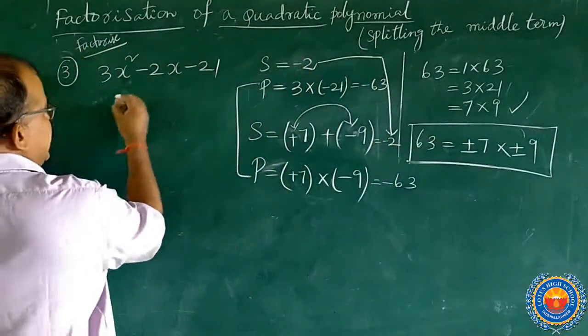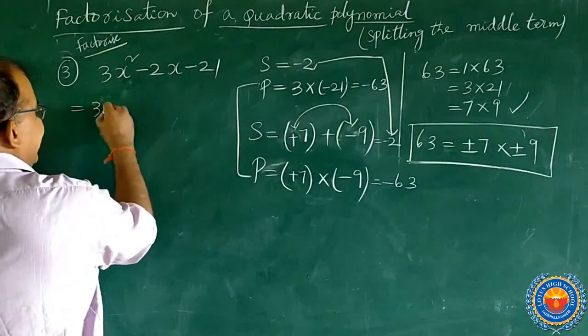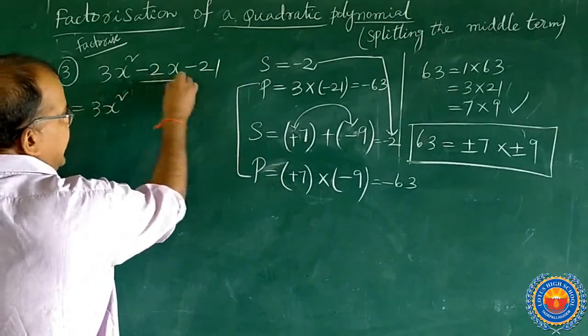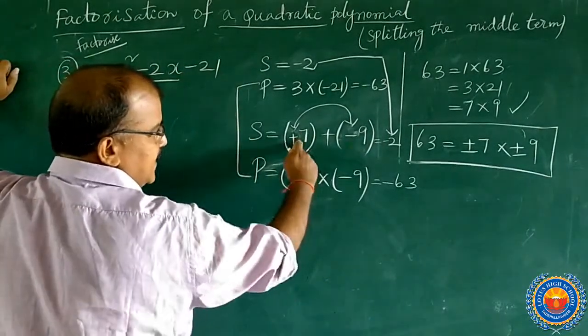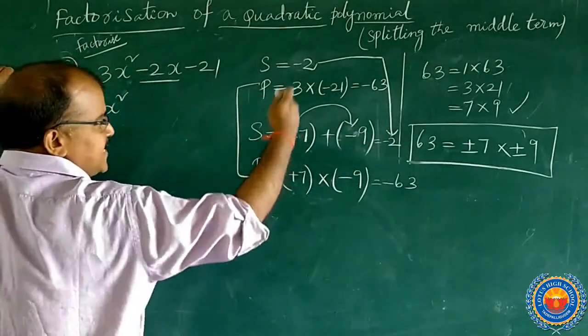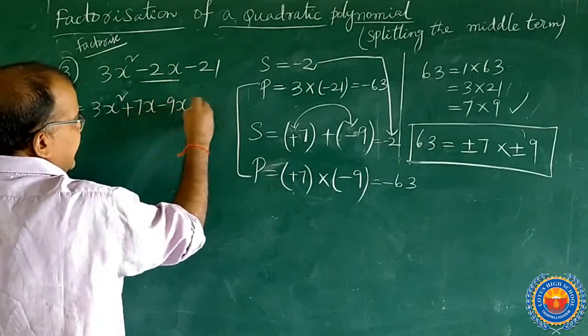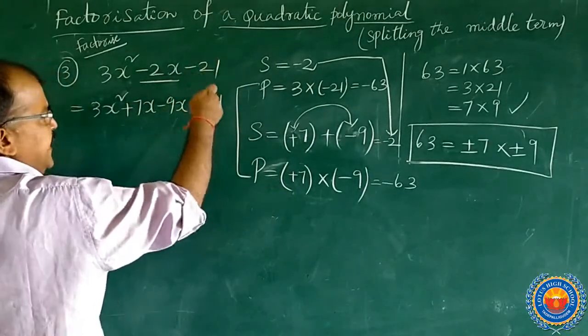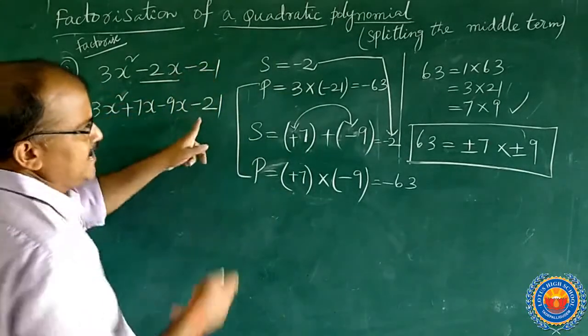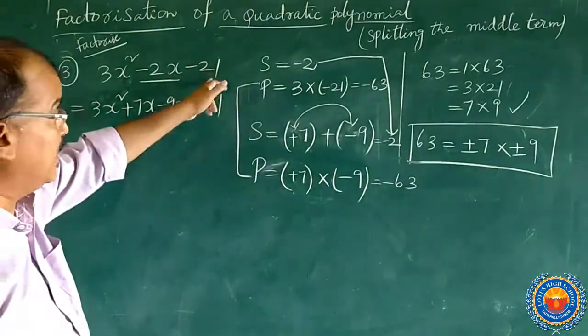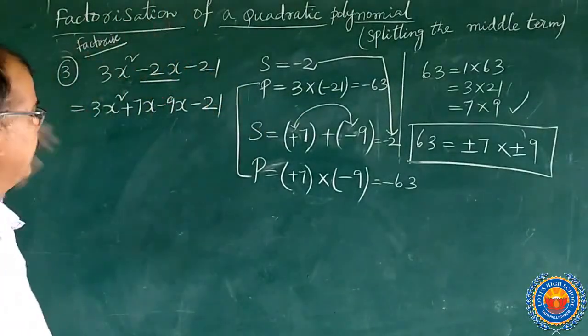So I will split this middle term. 3x square minus 2x I can write as plus 7x minus 9x, and minus 21 as it is. Don't write 3 into 21 is 63. Don't write that; keep the constant as it is. The same number you have to write.